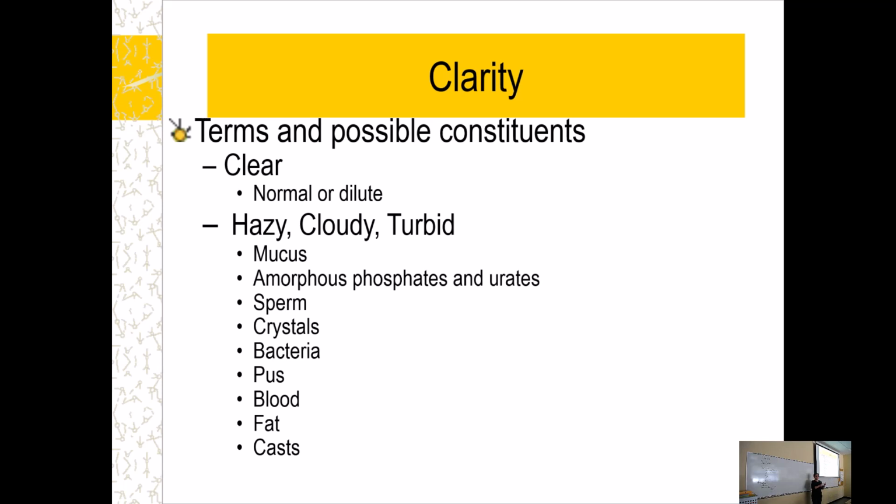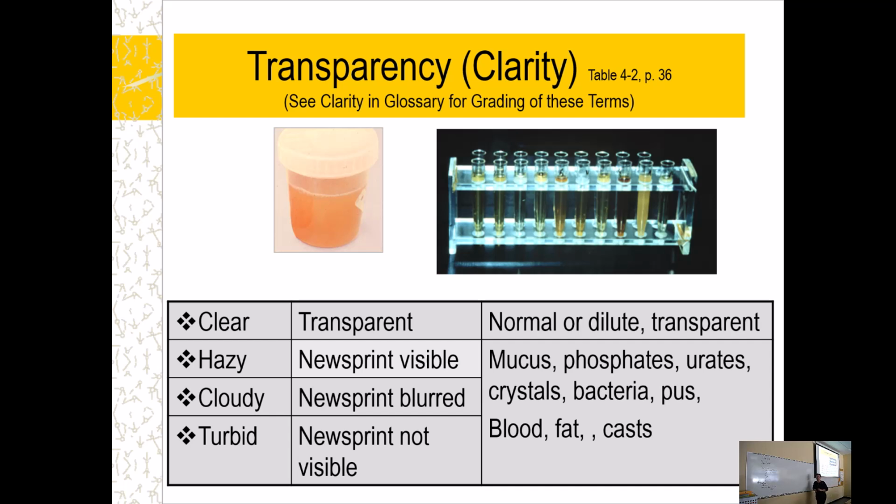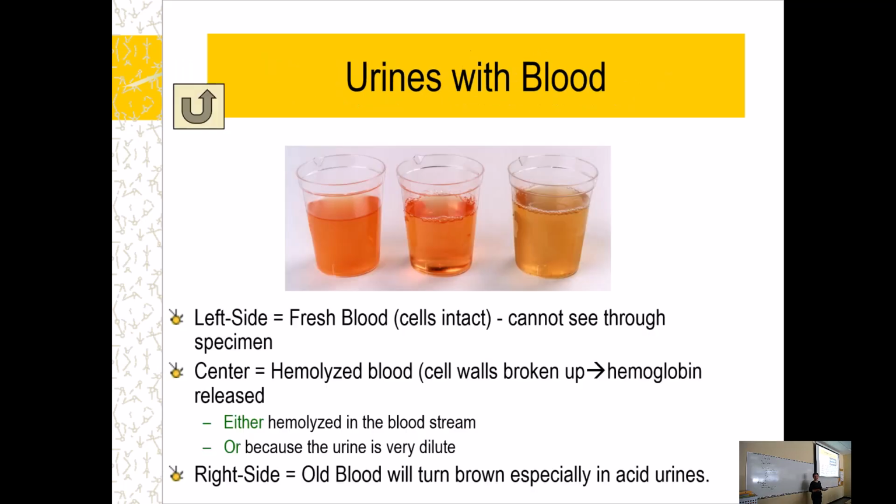As I said, mucus, amorphous phosphates or urates, sperm, crystals, bacteria, pus, blood, fat, casts, all of these things can affect the clarity of a urine. And we will go into all of them farther along. Every one of those we'll get deeper into as we go on. So, clear, transparent, you can see right through it. You can read through it, whatever. Hazy, we can still see the newsprint, it's visible. Cloudy, the newsprint becomes kind of blurred, and then turbid, you can't even see through it.